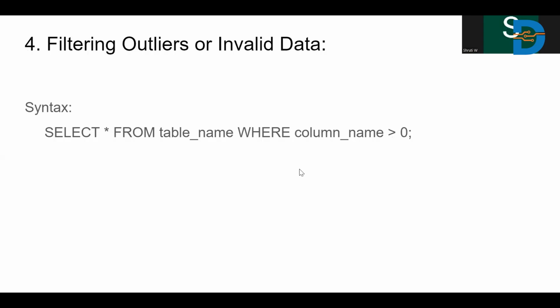And the fourth one is filtering outliers and invalid data. Once your data is formatted consistently, you will want to filter out any outliers or invalid records. These might be extreme values or incorrect data like a negative age or a future date in a sales record. The SQL WHERE clause helps you apply a condition to exclude such values. For example, SELECT star FROM table name WHERE column name is greater than 0. Basically, we are extracting only those records where the value in that column is greater than 0.